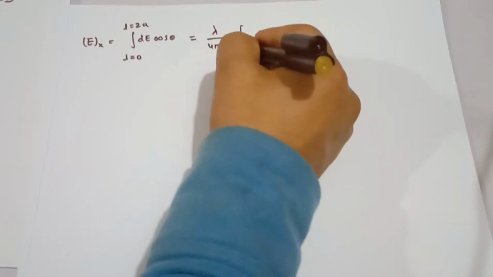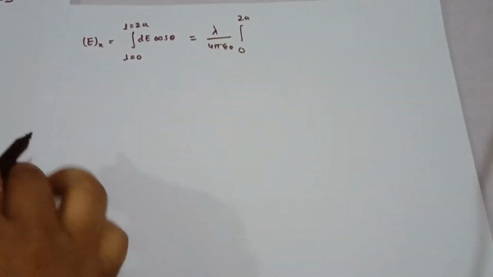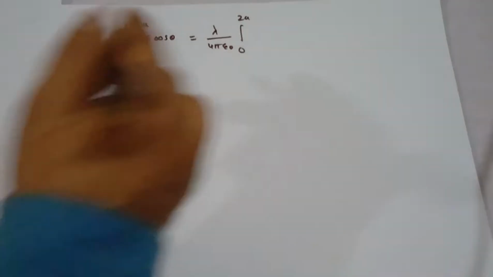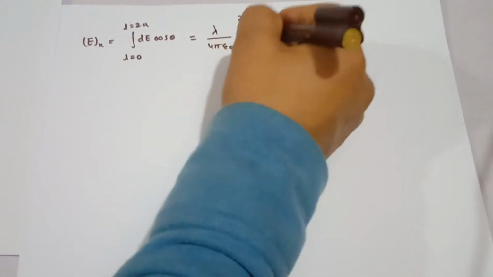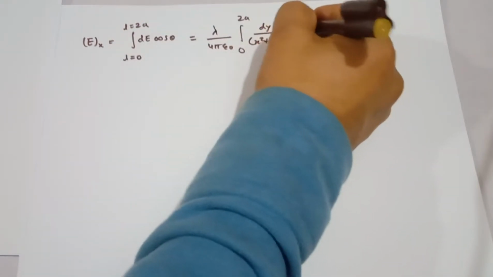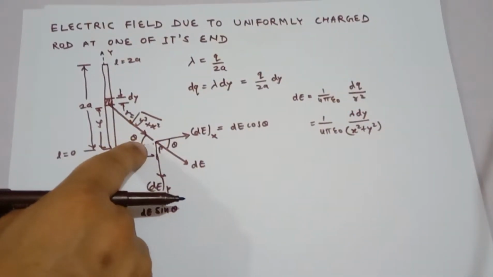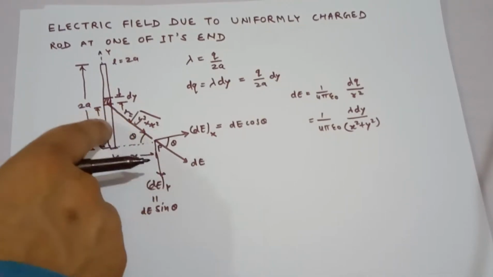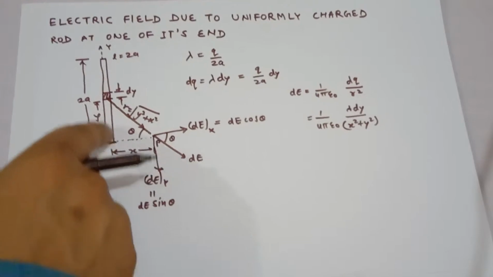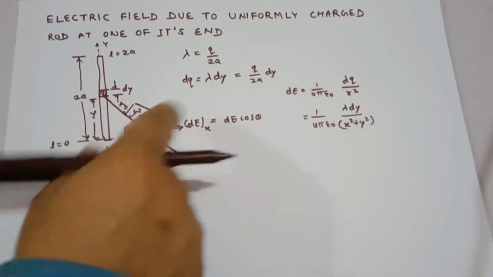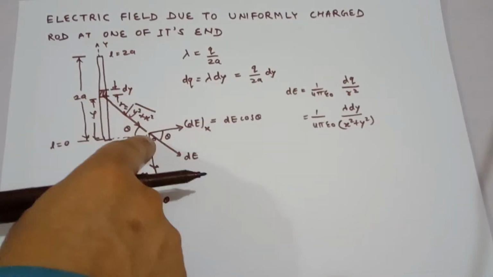And integration is from 0 to 2a, which is the length, and only dy divided by x square plus y square would remain, and of course cos theta is there. So cos theta, if you consider this diagram, if this is the theta, then cos theta should be base upon hypotenuse, because the side opposite to theta is the perpendicular. The longest side is the hypotenuse, and the remaining is the base. So cos theta should be x divided by the hypotenuse, which is r.